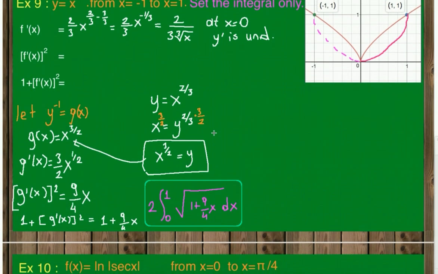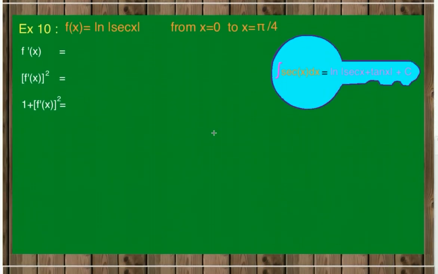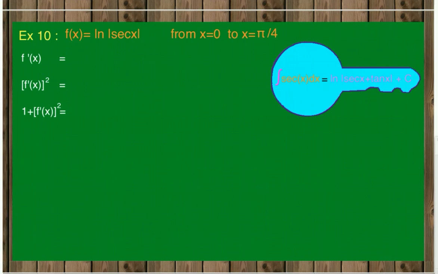Let's go to the last question of this video. Question number 10. Find the arc length of ln secant x from 0 to pi over 4. First we need to find the derivative of ln secant of x. You can consider it as ln of u, and the derivative of ln of u is 1 over u times u prime. Here our u is secant of x. So what is u prime? U prime is secant x tangent x.